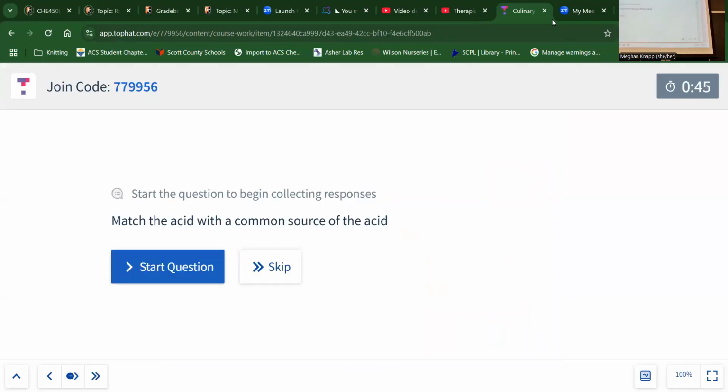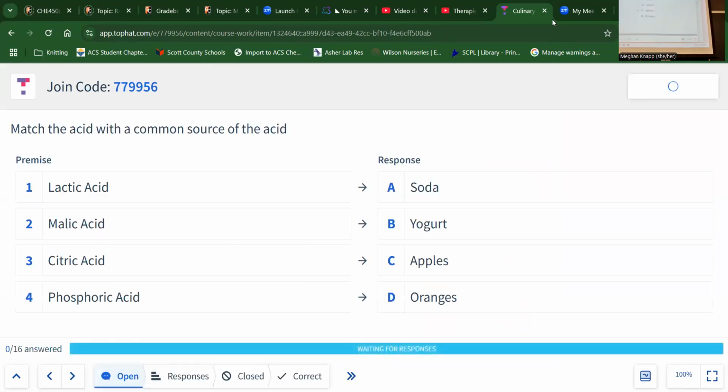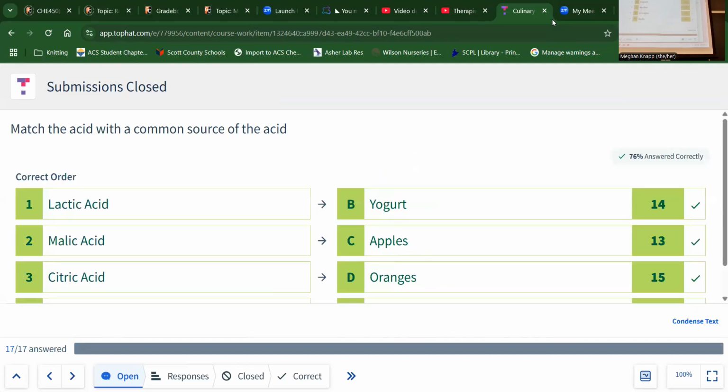Let's match the common acid with the source of the acid. Most look pretty good. So remember that lactic acid is in dairy and that yogurt is a kind of dairy. So that was probably the one that didn't give you the direct ones.